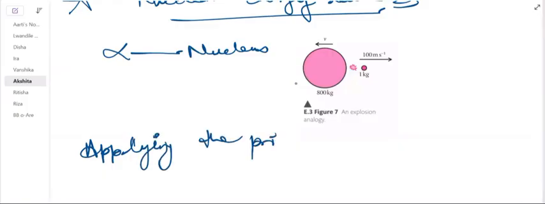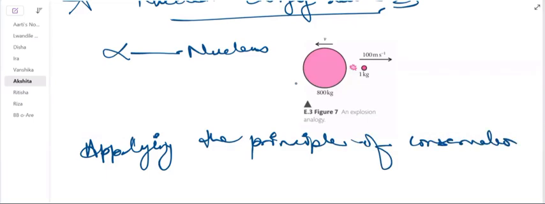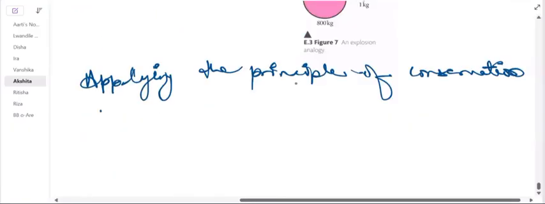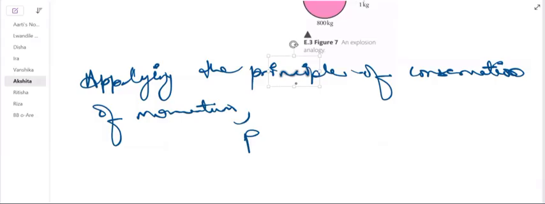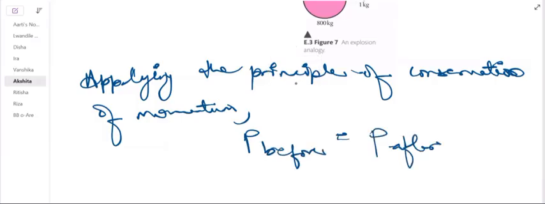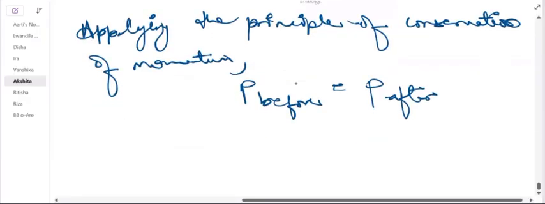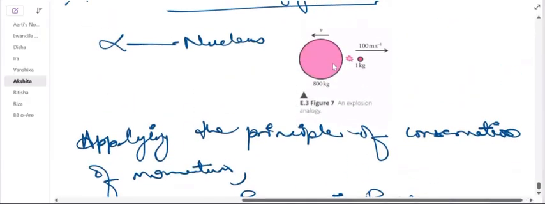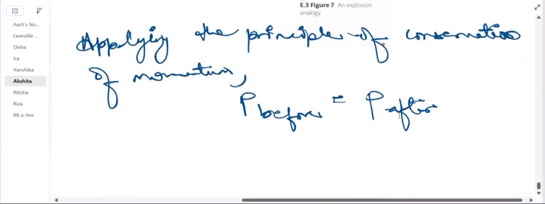Applying the principle of conservation of momentum, we can say P before is equal to P after. Let's have a look. So as per this, it was at rest in the start. Then it started to move with 100 meter per second. So starting it was at rest.